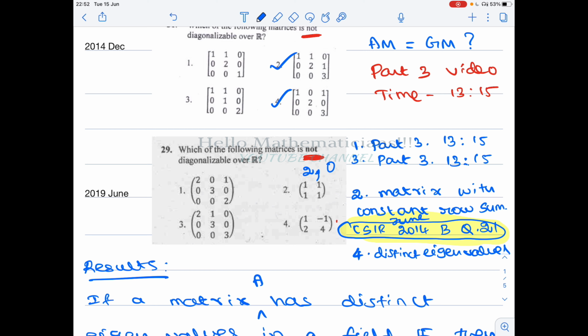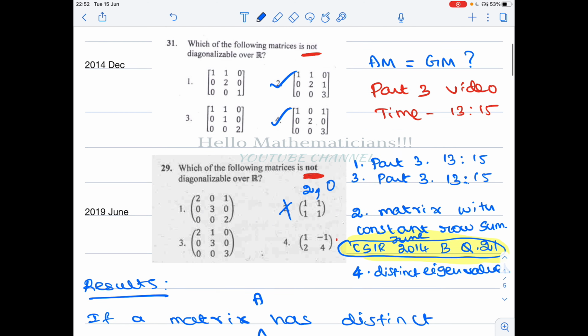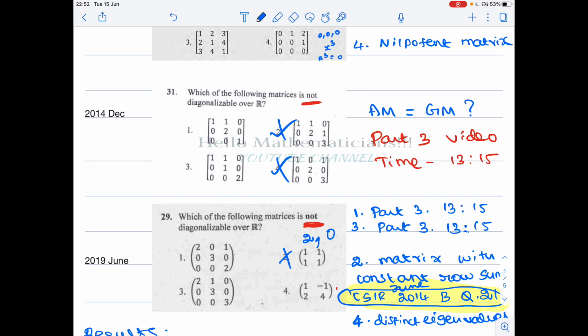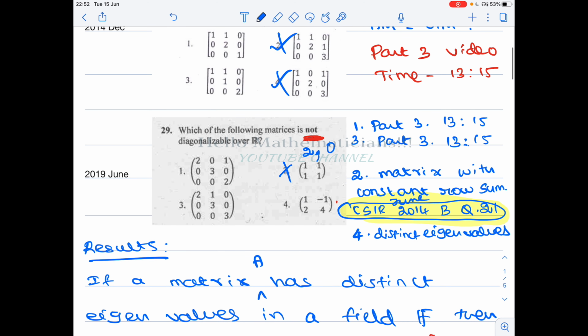Now the trace of this matrix is 1 plus 1, which is 2. The trace is the sum of the eigenvalues. Already we have one eigenvalue 2, therefore the remaining eigenvalue has to be 0. So this matrix has distinct eigenvalues. Therefore, that matrix is diagonalizable. But we are asked to find the non-diagonalizable matrices. Therefore, this option is false. For the same reason, this option is also false, because these two matrices are diagonalizable, but we want the non-diagonalizable matrices.